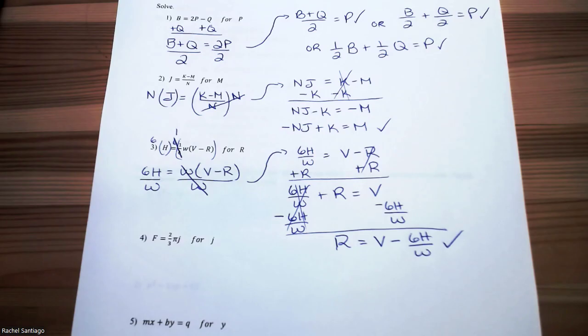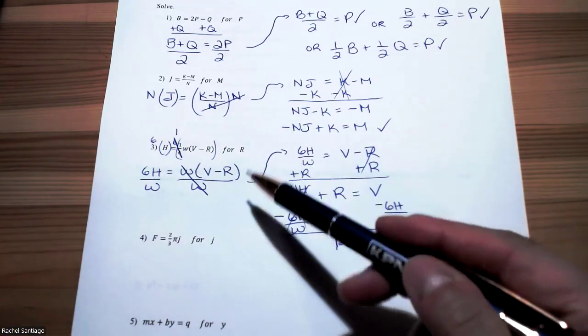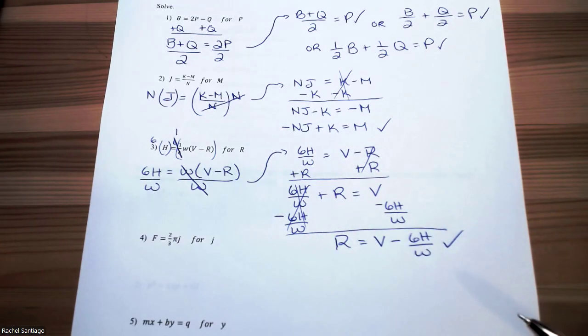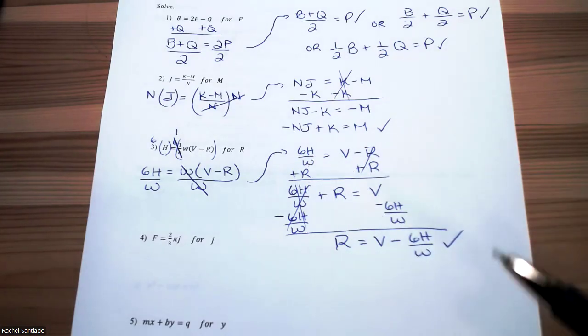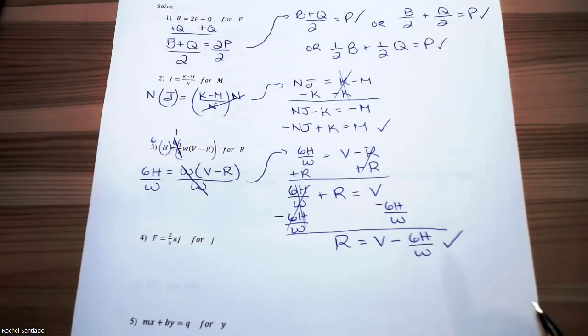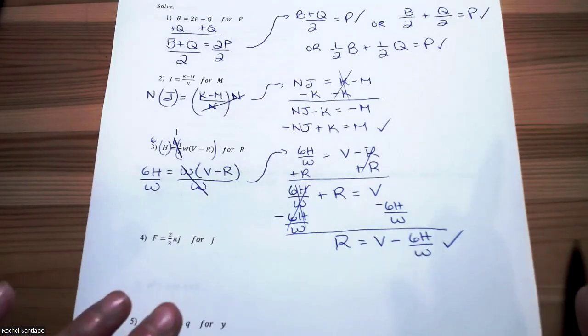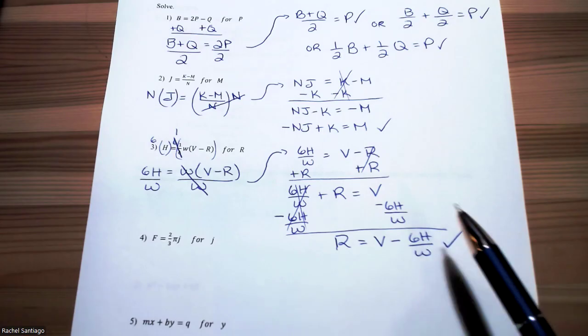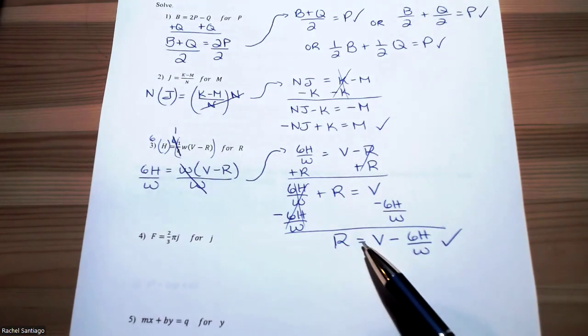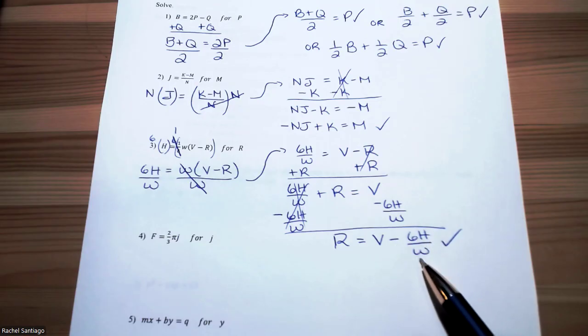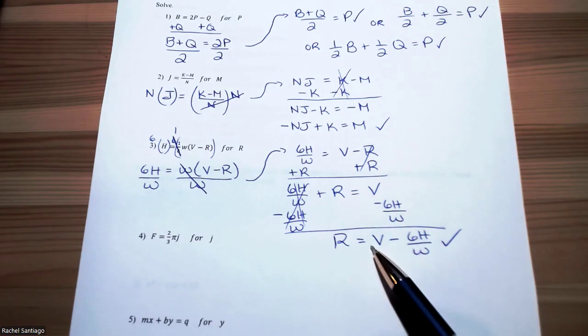Play around with this. Instead of adding the r and subtracting the 6h over w, why don't you subtract the v and then flip all your signs and see if you get the exact same answer. Remember, the order of the terms does not matter so long as your final answer has a positive r being equal to a positive v minus 6h over w, or a negative 6h over w plus v.